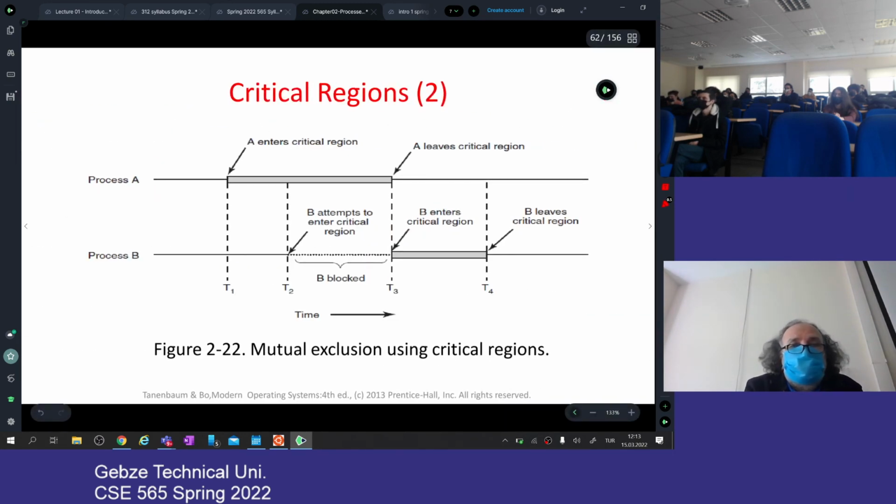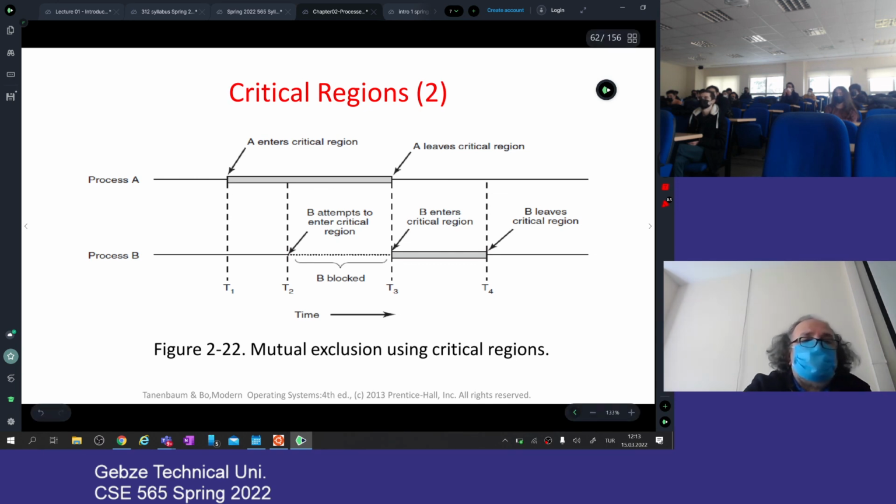More examples, maybe. Process A and process B. Process A is running at time t1. It enters the critical region. While it is running, let's say process B. Well, we don't make this assumption in this chapter, but let's say we have two processors, and process A and process B are really running in parallel on two different processors.